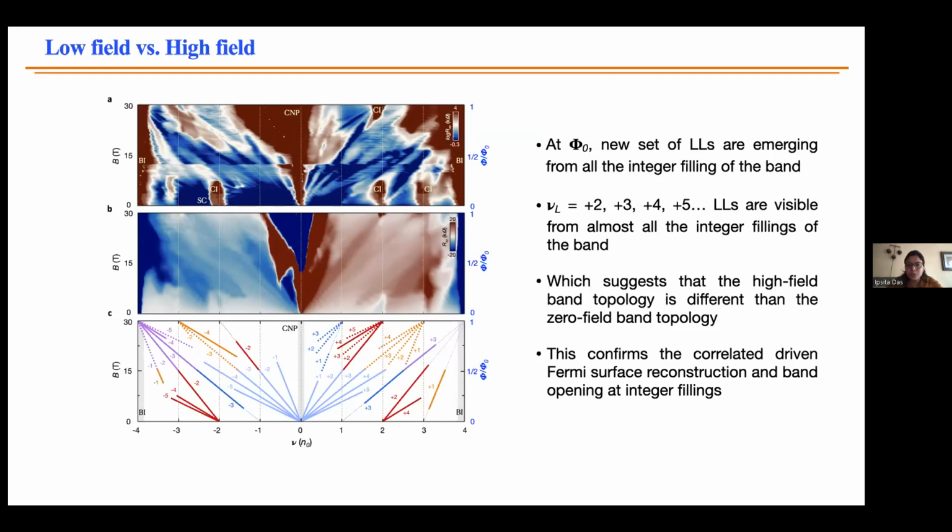Okay, so from this we could confirm that around 30 Tesla, you have a flat band with strong correlation, and that gives you different sets of Landau levels and correlated insulators. Okay.